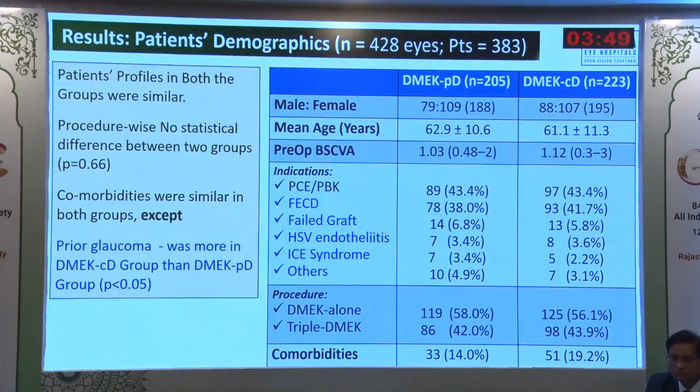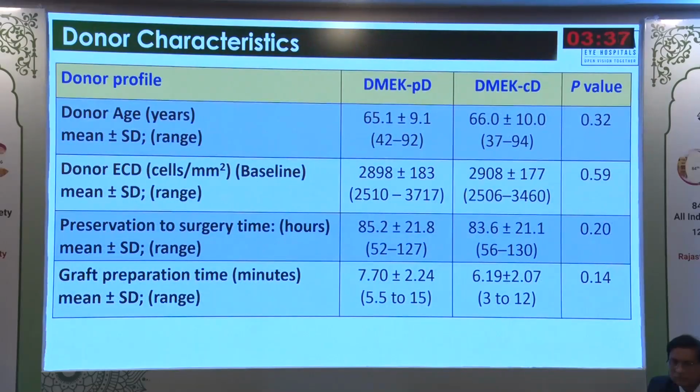Coming to the outcomes, finally we had 428 eyes of 383 patients. The demography, indications and procedure were similar. The only difference was that prior glaucoma was more in the DMEC-CD group. The donor characteristics, preservation time and graft preparation time were again very similar in both groups.